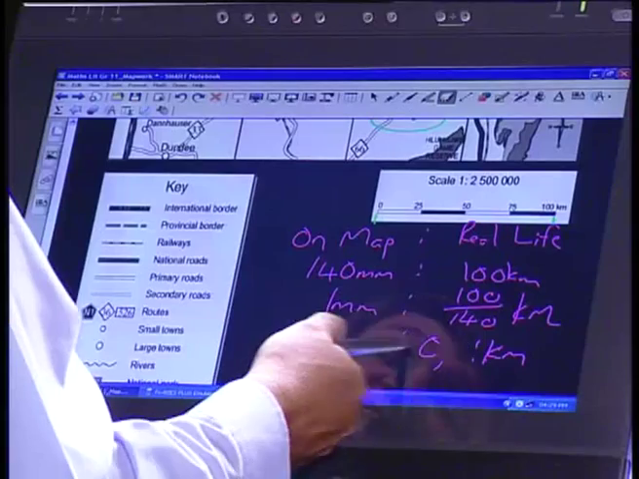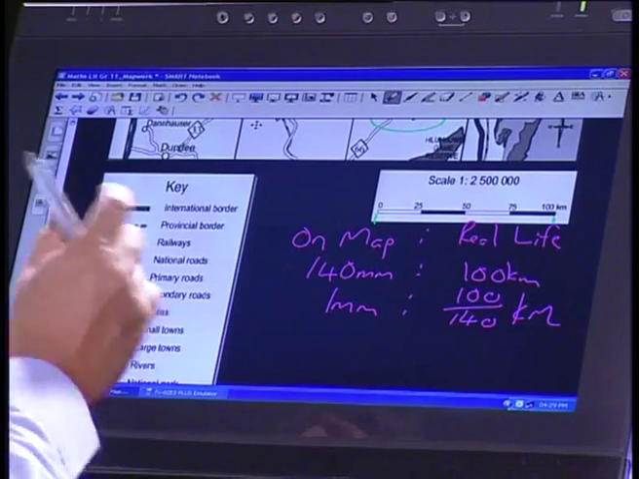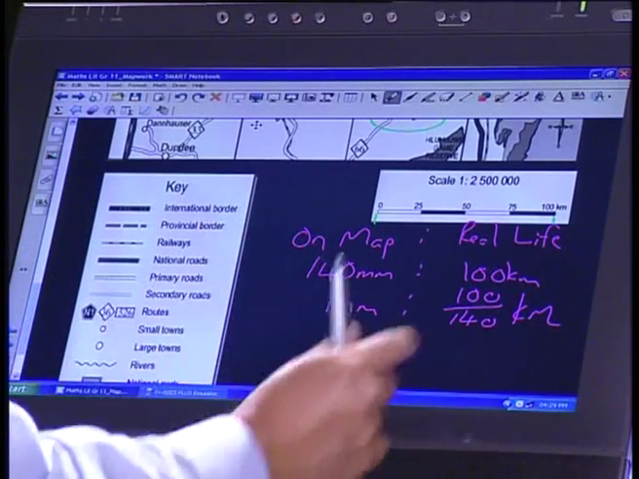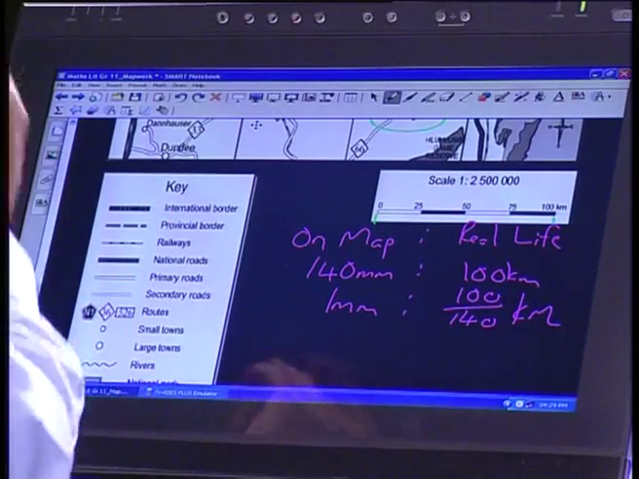If I wanted 100% accurate, then I would leave my answer as 100 over 140. I would say 1 millimeter represents 100 over 140 kilometers. In fact, let's pretend you've got a real strict teacher who's got to take off marks if you're not 100% accurate. So we're going to pretend that's the case. So let's leave it as 1 millimeter on the map represents 100 over 140 kilometers in real life. Okay, we've got that.